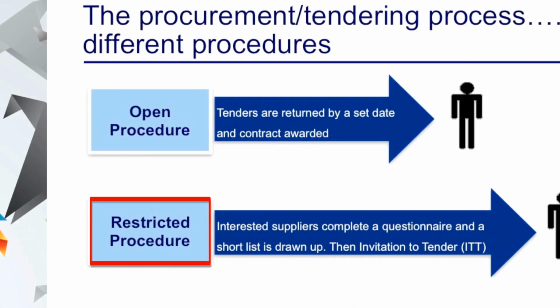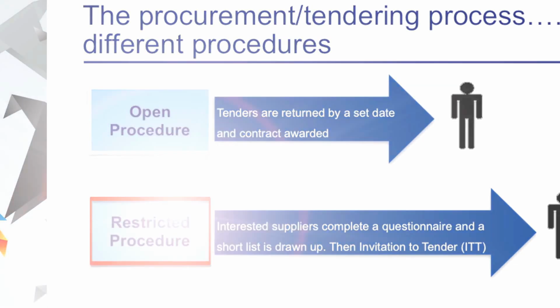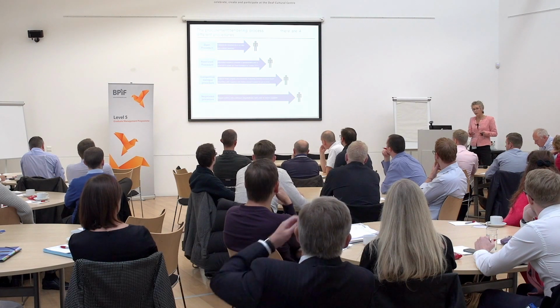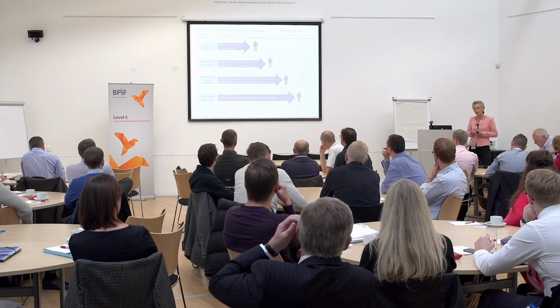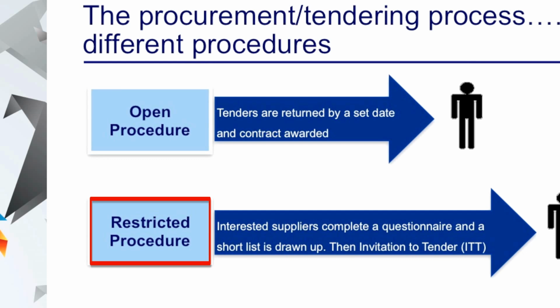The second one is the restricted procedure, and in the restricted procedure we would send out a questionnaire to interested parties, and those would typically just be around questions like around finance, about capability, about standards, and so things like data protection, security, just to make sure that you can actually meet the requirements to deliver the services. And once people have satisfied that or applied in that questionnaire, we would go through that questionnaire and select a number of suppliers. Once those suppliers have been selected, we would send out the invitation to tender.